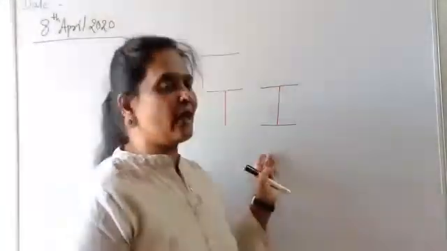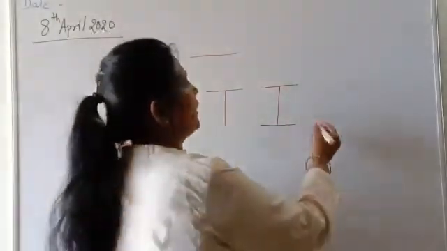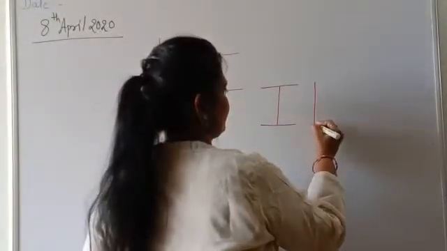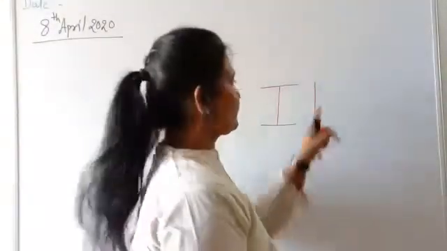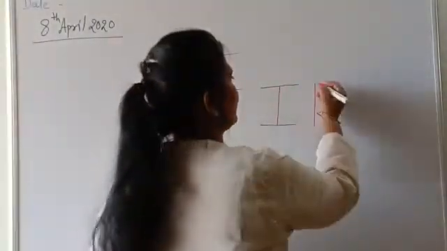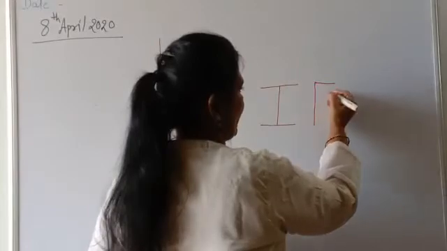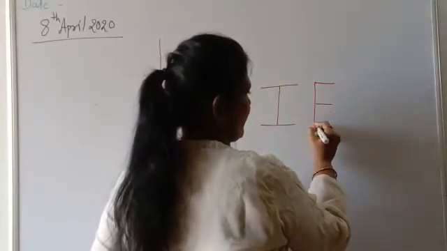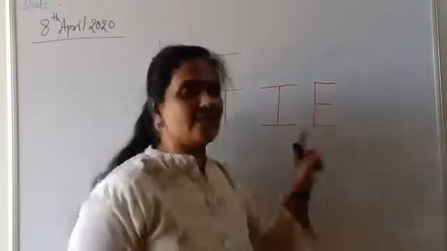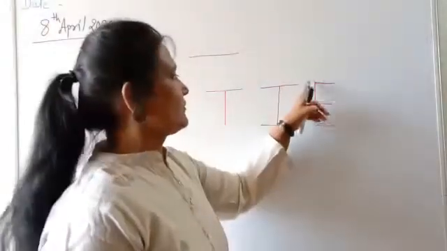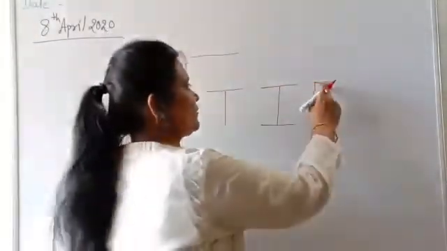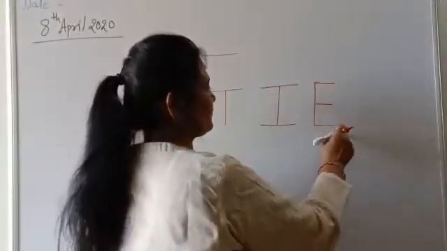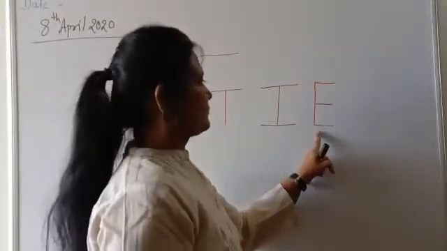Next letter, I will teach you E. So I draw a standing line first. Then I draw a sleeping line. Three sleeping lines here I draw. This is the letter E. First I draw a standing line, then I draw a sleeping line. It becomes E.